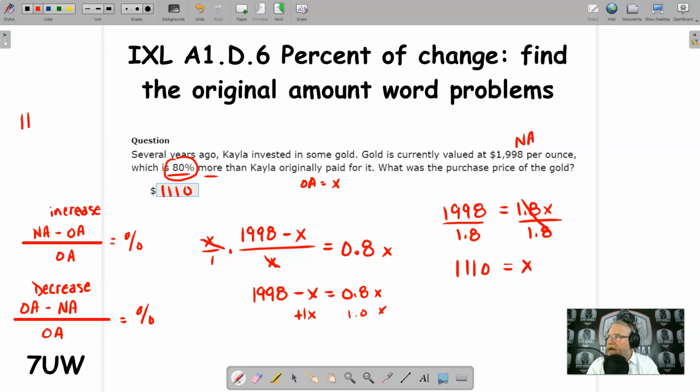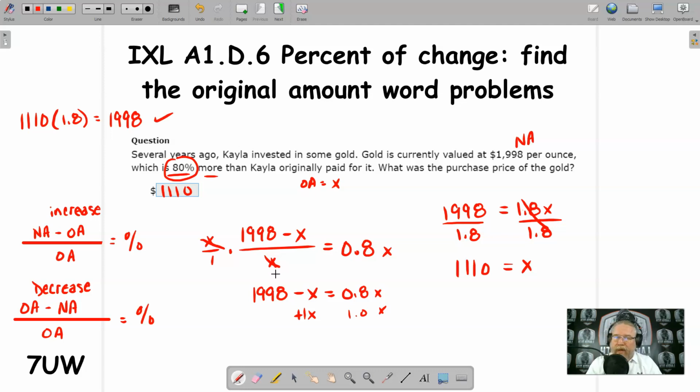So I'm going to take 1,110 and I'm going to multiply it times 180%. As a decimal would be 1.8. Now, if you're unsure of this, go back and watch the video for A1.D.6 where I explain this in greater detail. So if I take 1,110 and I multiply it by 1.8, indeed I get 1,998. So it checks out. My answer is indeed correct.